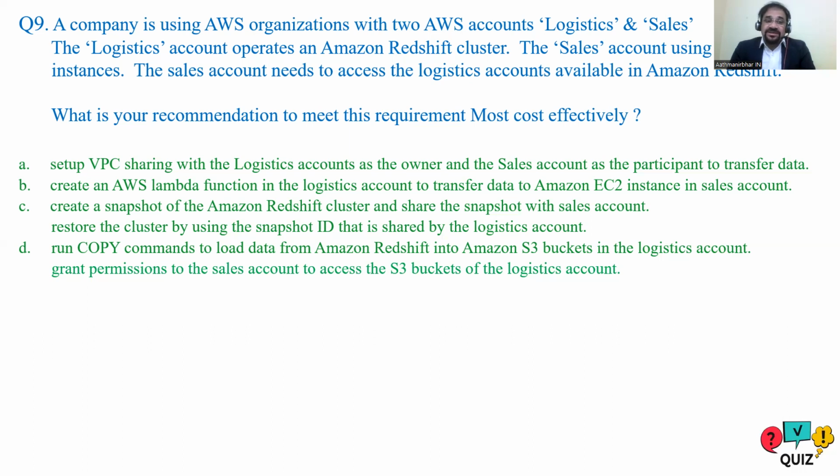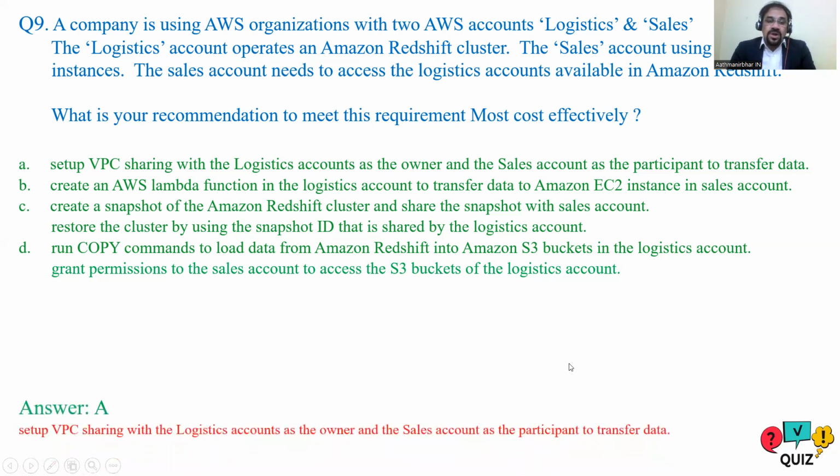Why? In case of option B, you create an AWS Lambda function in the logistic account to transfer data from Amazon Redshift to the Amazon EC2 instance in the sales department. Once again, it is not cost effective and also time consuming. So the simplest answer, the easiest choice, is option A.